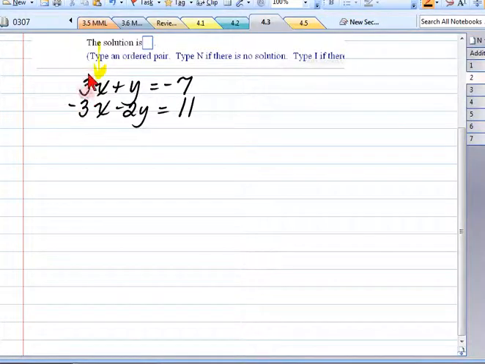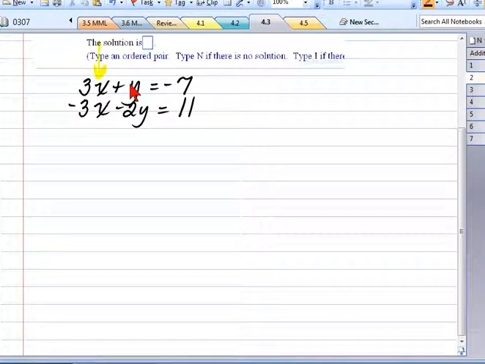So these are opposite numbers. These are opposite signs, but they're not opposite numbers because I don't have a 2 there. Your goal is that when you add them, they cancel out. So if they don't cancel out, they weren't opposites.